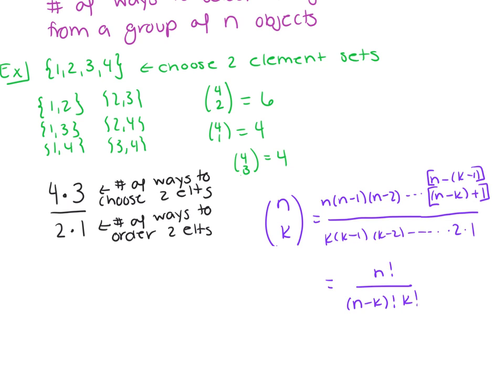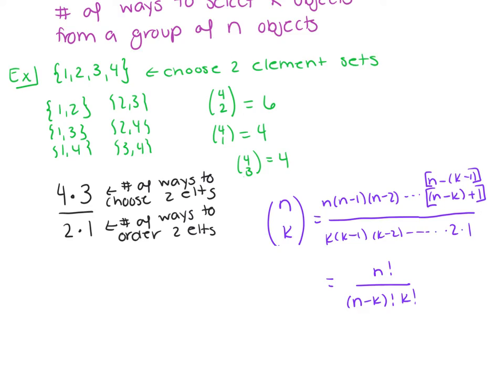What does it say after the number of ways to choose? This says the number of ways to choose two elements. And this says the number of ways to order two elements. Okay. So now we have a definition for N choose K. Progress is being made. We might run out of time. Can we keep moving? Okay. How does this relate at all to what we're talking about?